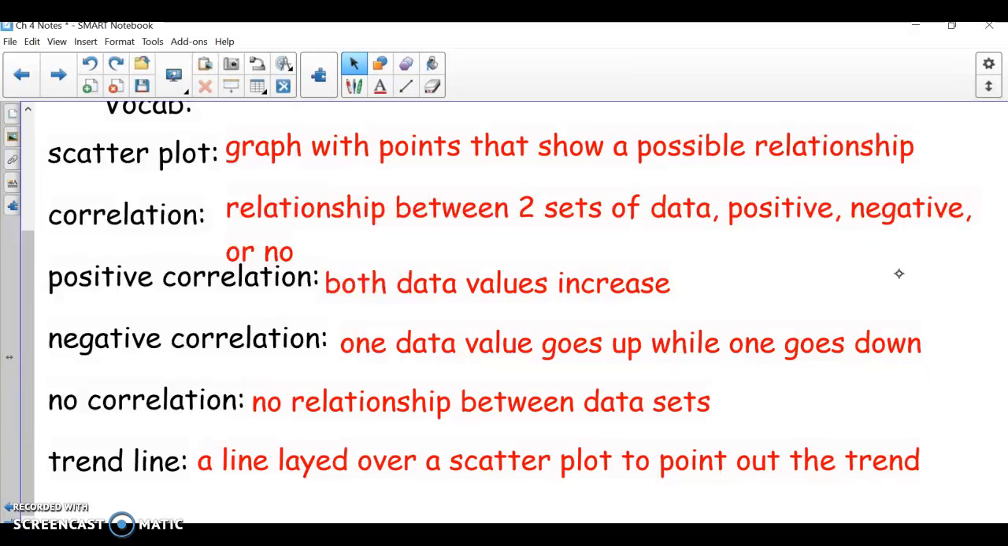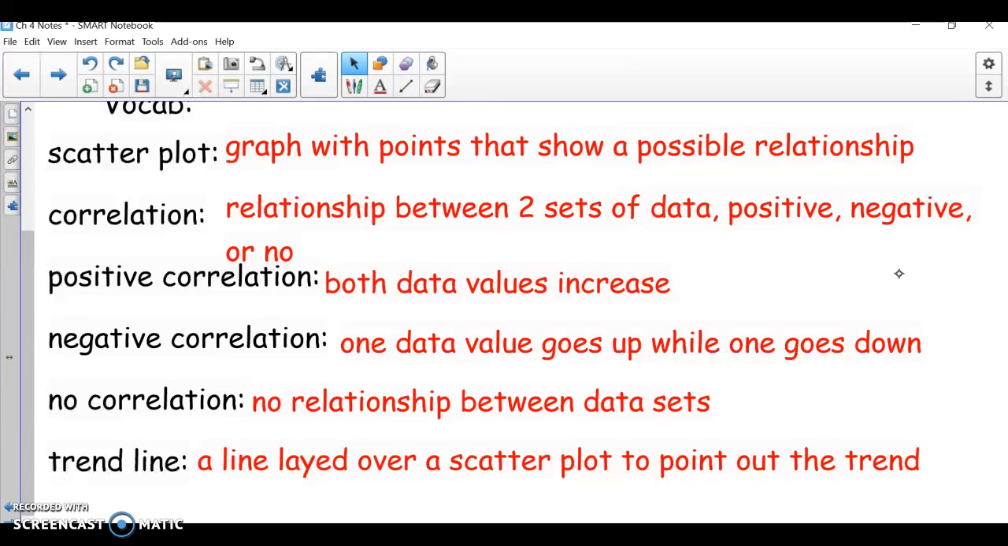And a trend line. A trend line is a line that we lay over a scatter plot to point out the trend, if it's generally going up. For example, I would like to say that the more hours students spend studying, the higher their grades get. So as those hours go up, their grades should go up. And a trend line would show that.